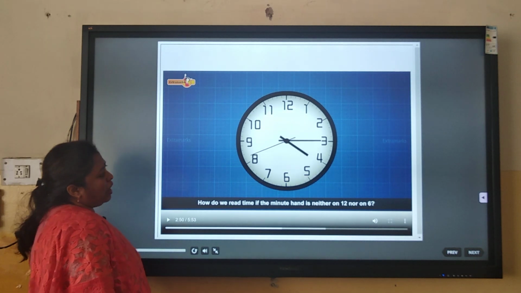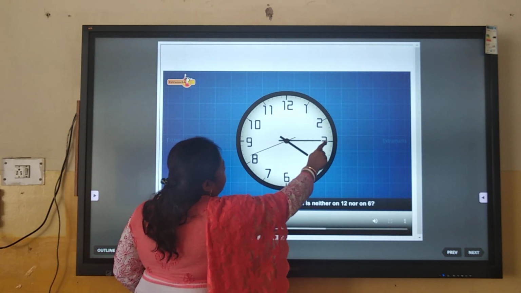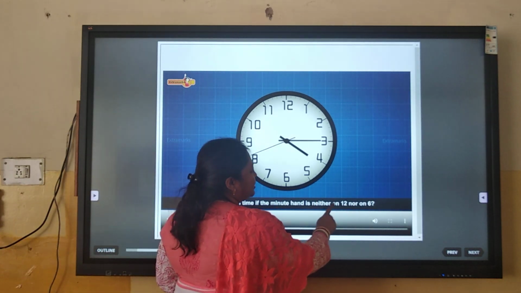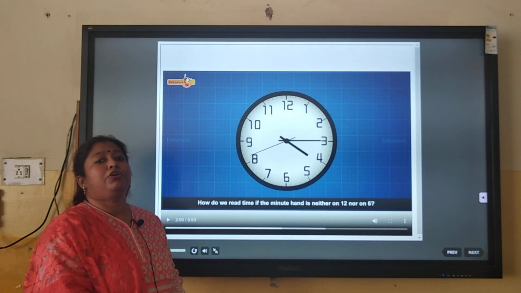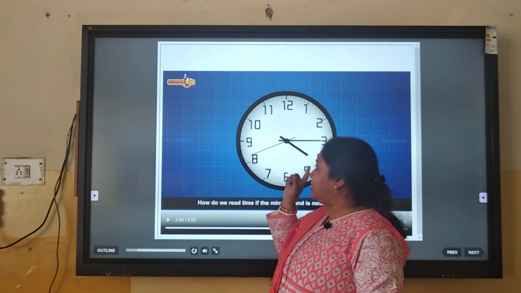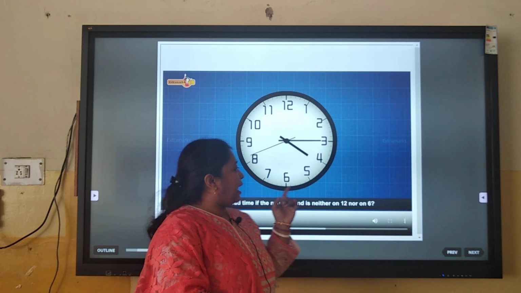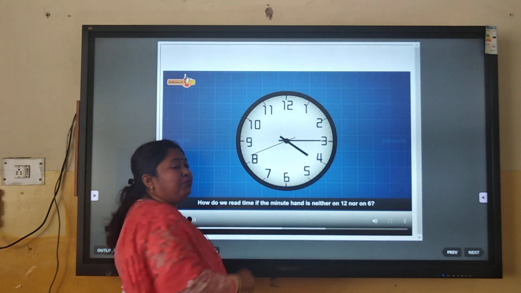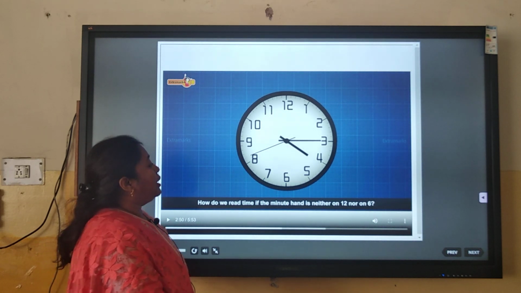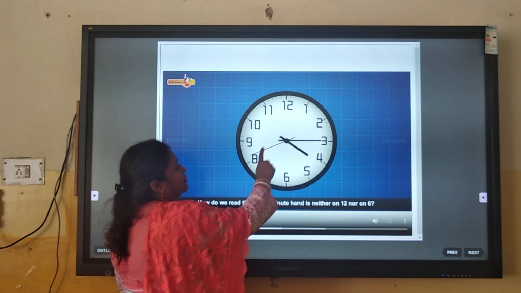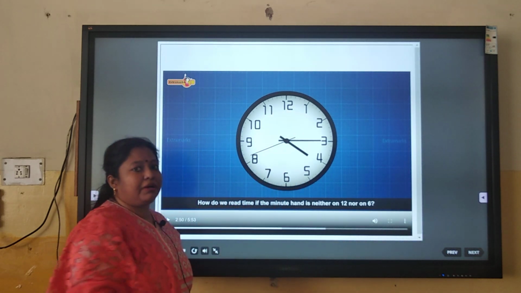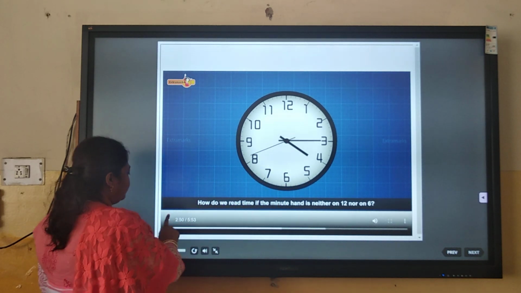Now children, if you see in this example, the minute hand is pointing on 3. How do we read time if the minute hand is neither on 12 nor on 6? So children, we have understood this thing, that when the minute hand is on 12, we write o'clock, and when the minute hand is on 6, we write 30, like 3:30, 4:30, like that. But if suppose the minute hand is neither on 12 nor on 6, it's on any other number, then how do we read the clock?